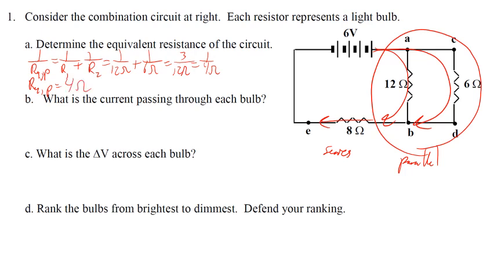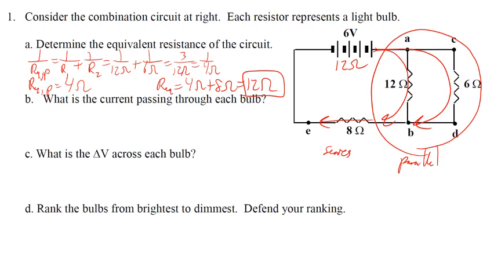However, we still need to add the series. So the series is going to add the other 8 ohms, and that will give us 12. So that's our equivalent resistance of everything together. But the question is, what is the current passing through each bulb? Well, to start, we need to know the current that's coming out of the battery.